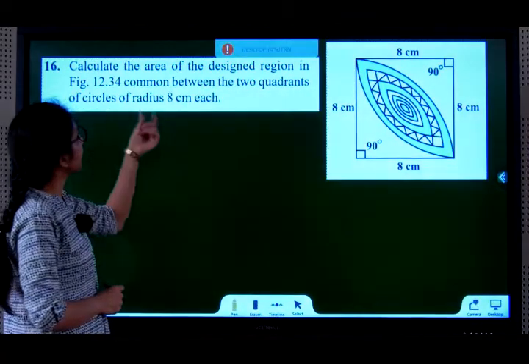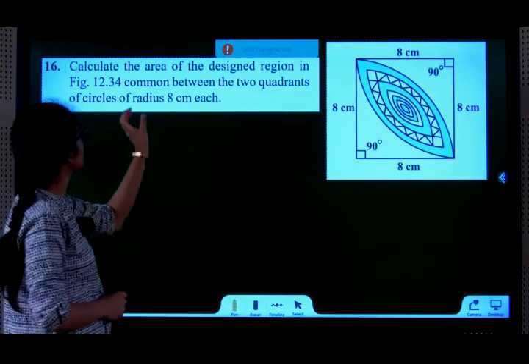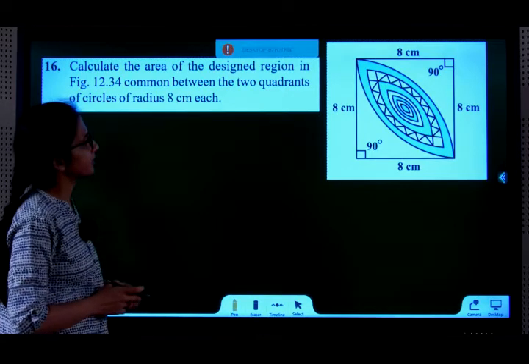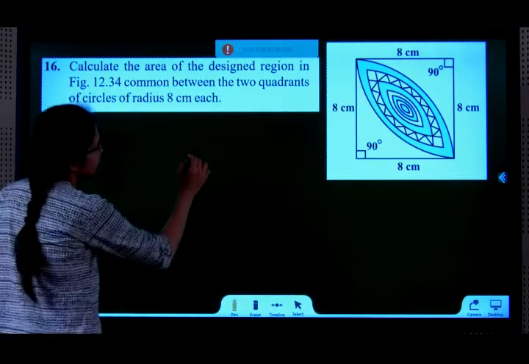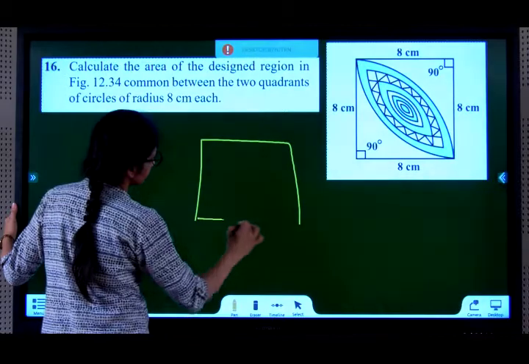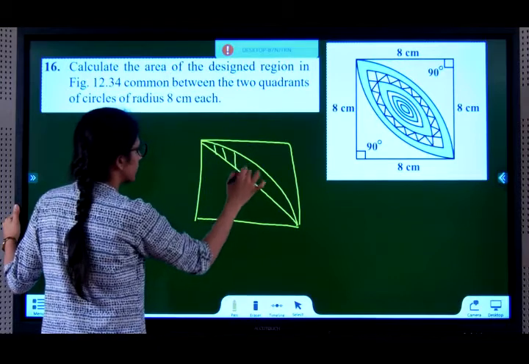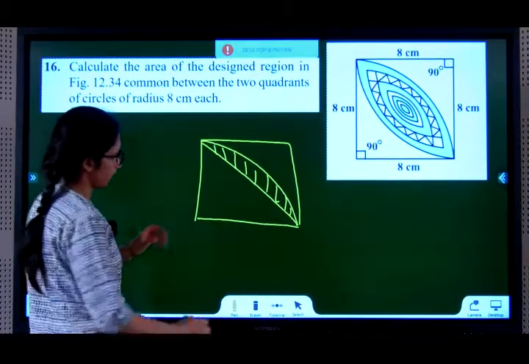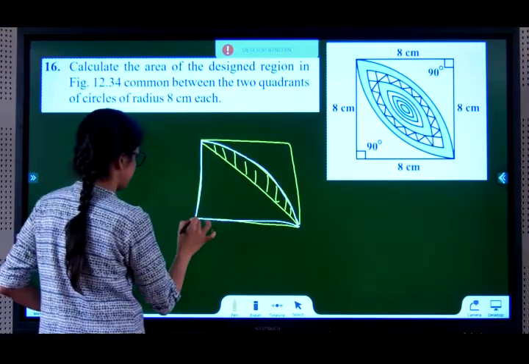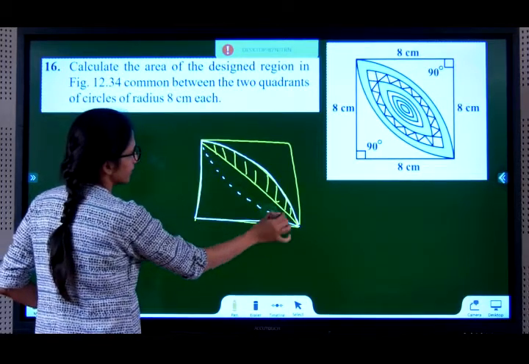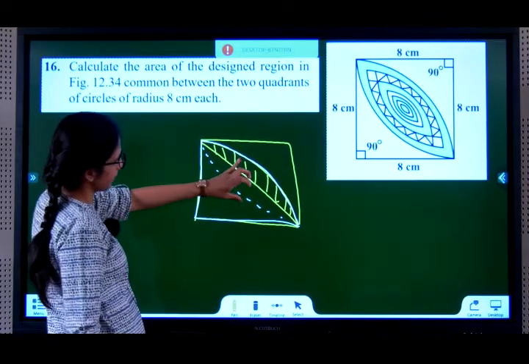Question 16. Calculate the area of the designed region common between the two quadrants of the circles of radius 8 centimeters each. They have given this is a quadrant, find this region. If you observe the figure carefully, this is the quadrant, right? So this portion is what I am going to find, taking this region. I will be ignoring this other design. Why? Once I find the area of this segment, this area is the same, just multiplied by 2.